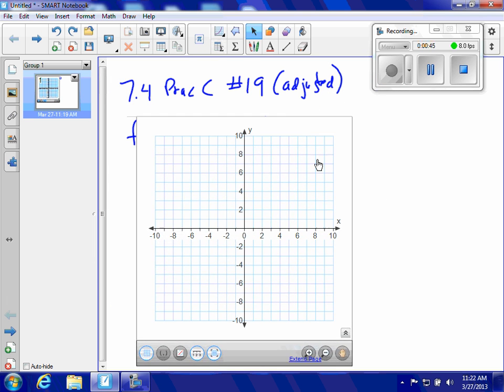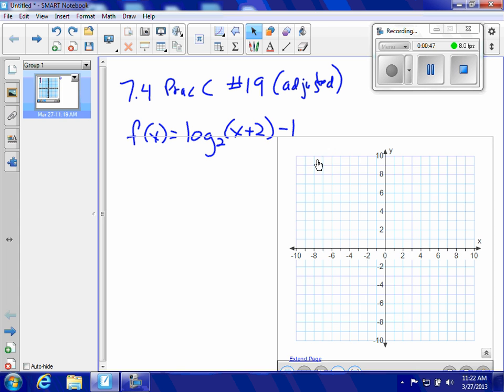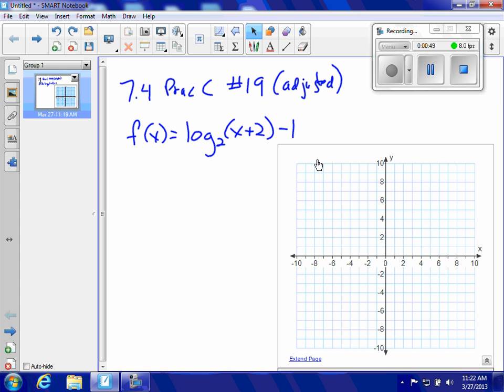Okay. Put my graph over here. So I want to start with my parent function. And my parent function here is f of x equals log 2x.